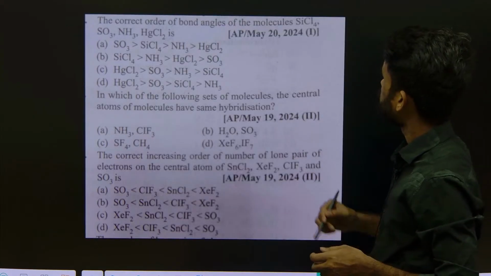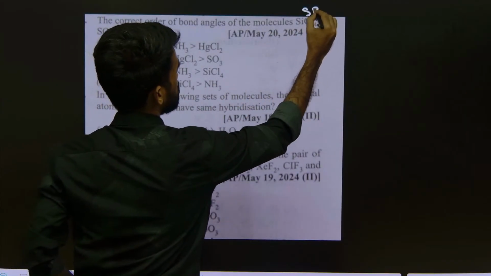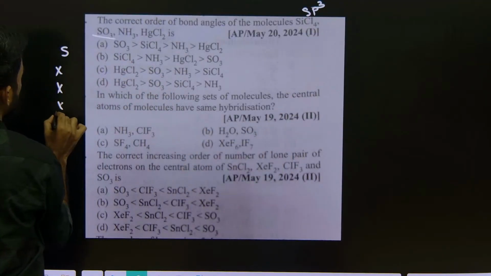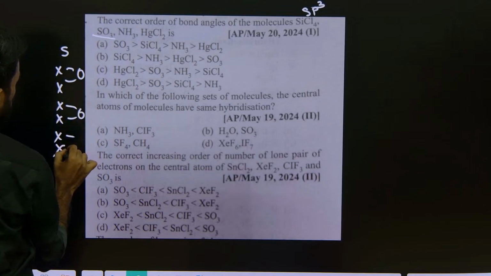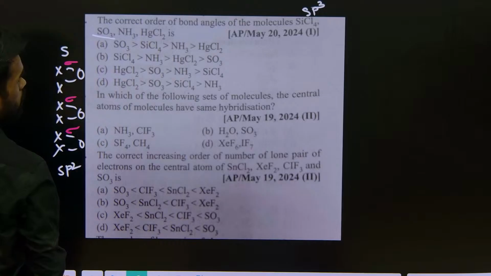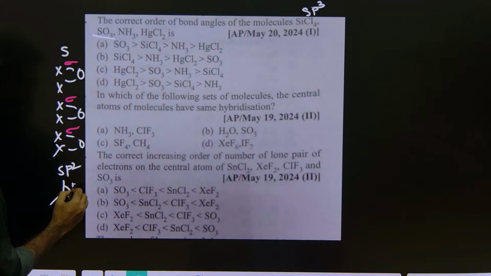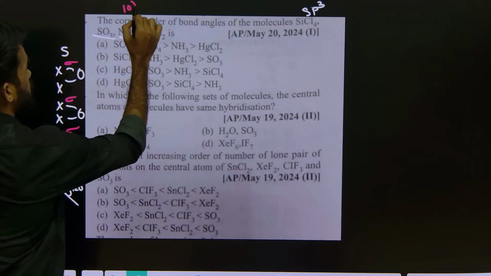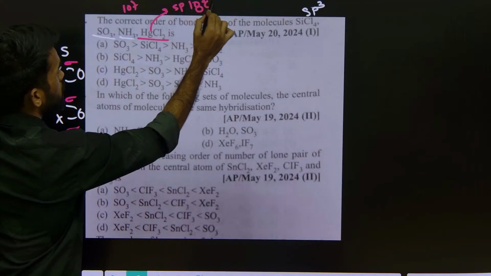So tell me, SiCl4 will be having 4 sigma bonds, so it is sp3, and SO3 will be having S, 6 electrons are there. So 1 oxygen, 2nd oxygen, 3rd oxygen. So 3 sigma bonds are there. So you can say it is sp2. Okay, sp2 means how it will be? 120 degrees. Now angle is 120 degrees, right? And ammonia hybridization is sp3, 107. HgCl2 is sp hybridization, so 180. That's it. 180 maximum angle.